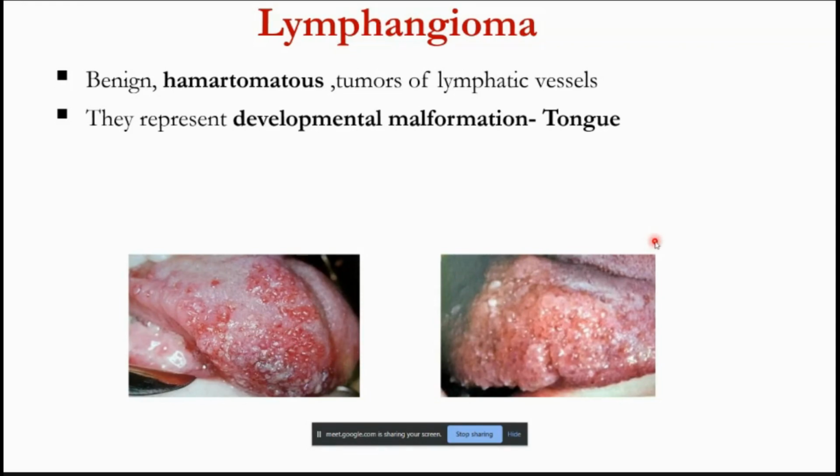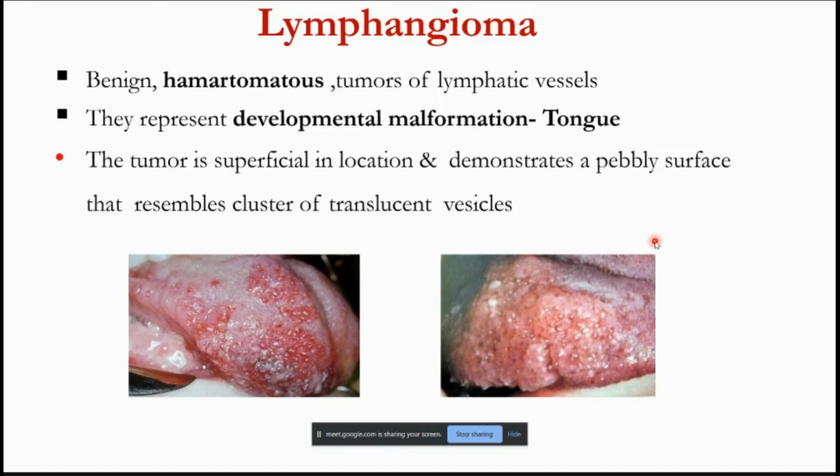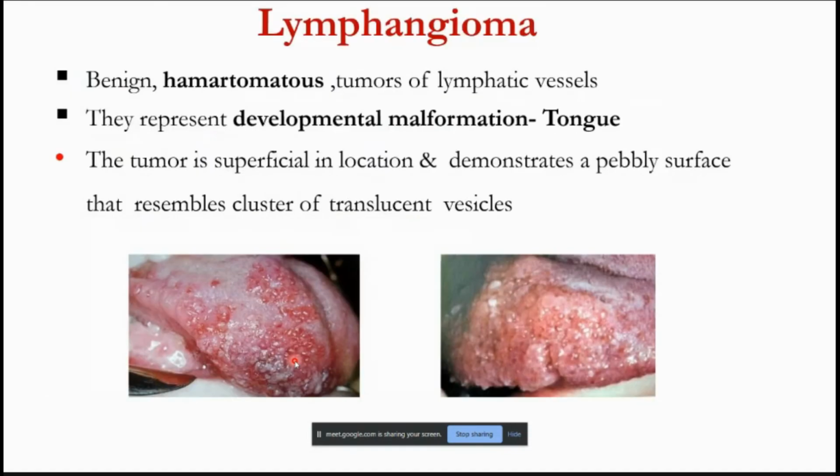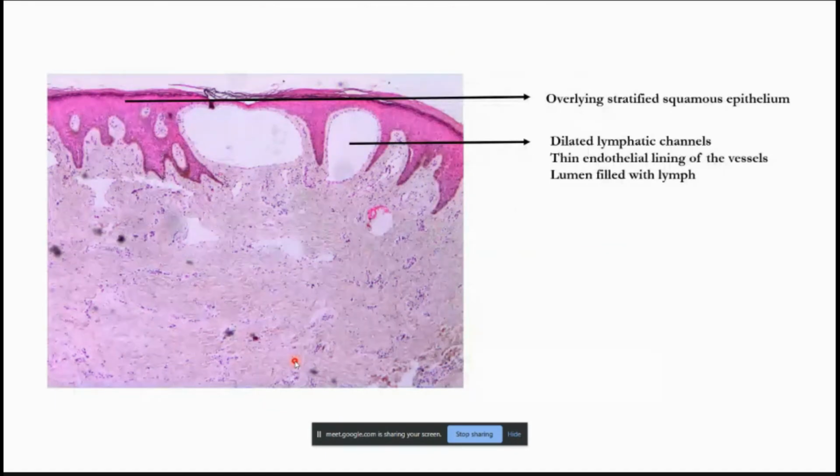Tongue is the most common site, and the clinical appearance is a pebbly surface. If you see, there are a lot of pebble-like structures on the surface, and they're like translucent vesicles. So this appearance is called frog's belly appearance. When you look at the frog's belly, it's supposed to look something like this. So that's the clinical picture of lymphangioma.